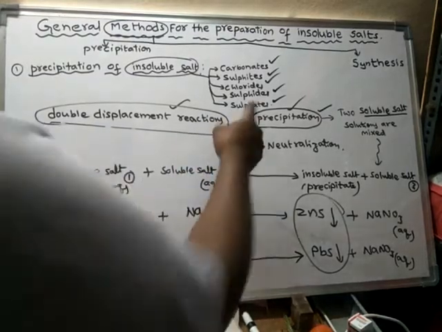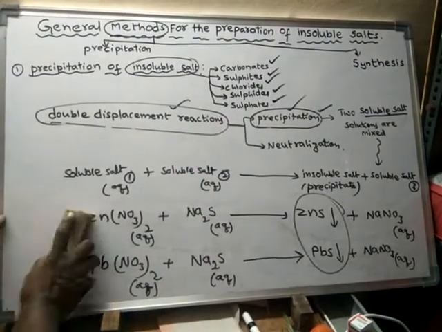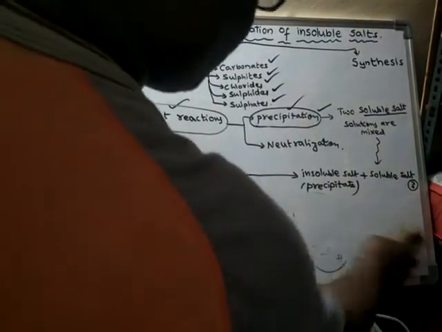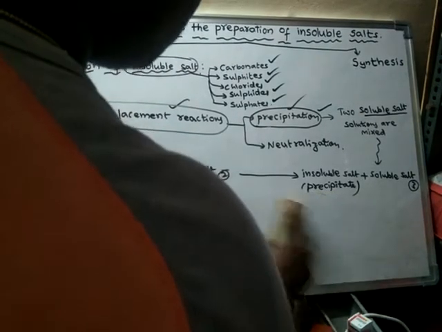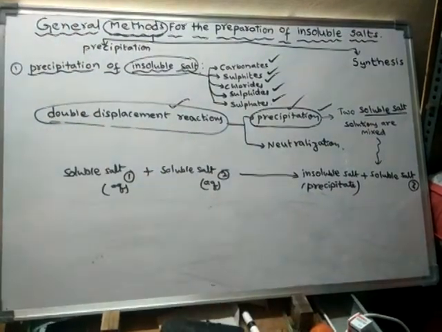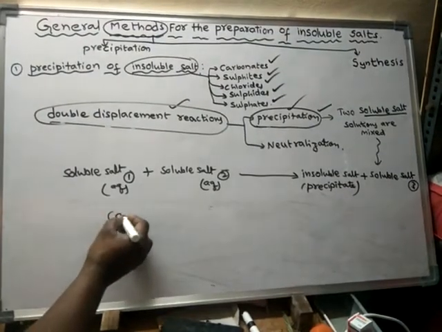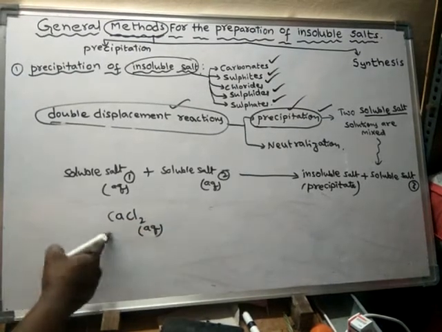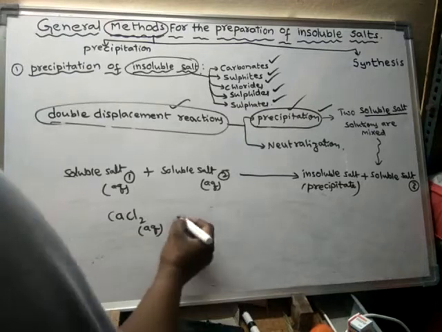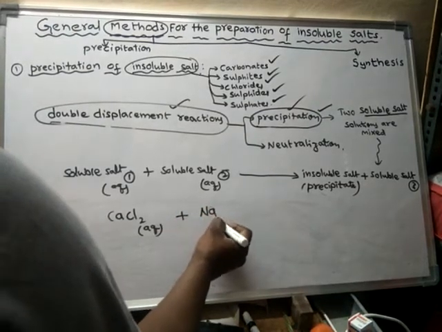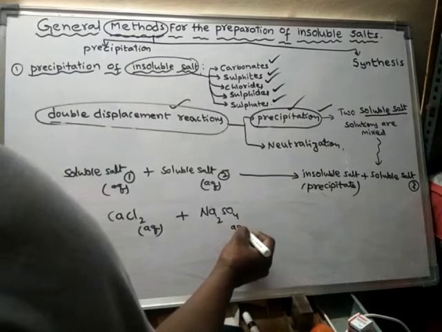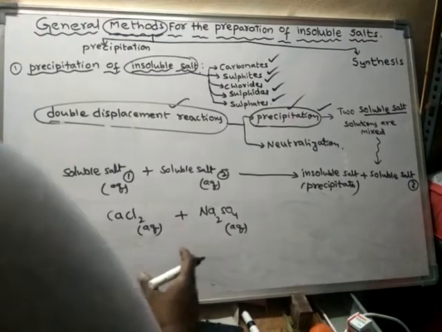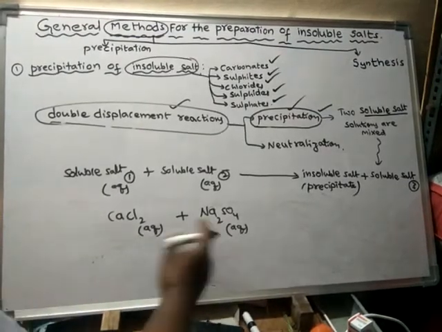Now take examples of preparation of sulfate salts. Example, take calcium chloride. An aqueous solution of calcium chloride is soluble. It is a soluble salt. Okay. Take sodium sulfate. It is also a soluble salt. Aqueous solution. When these two solutions are mixed, what happens?